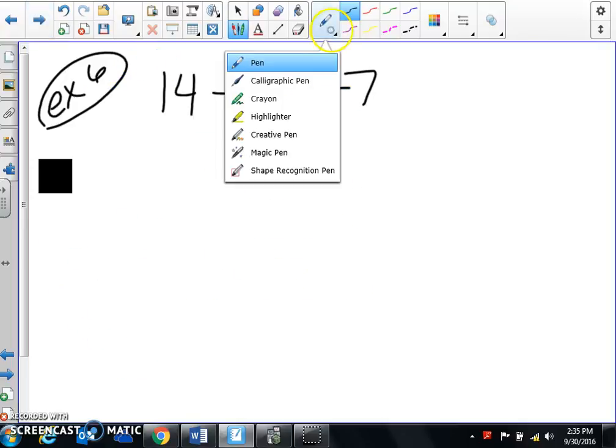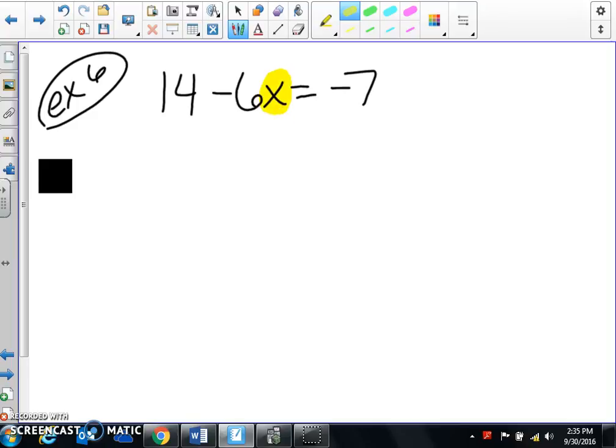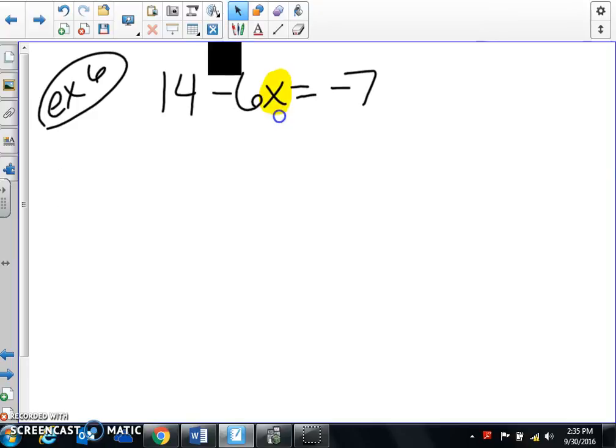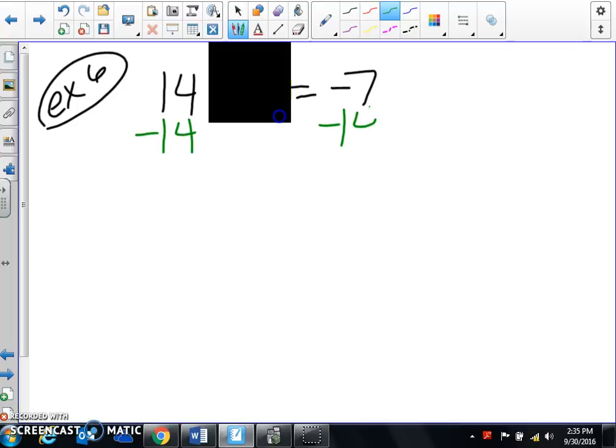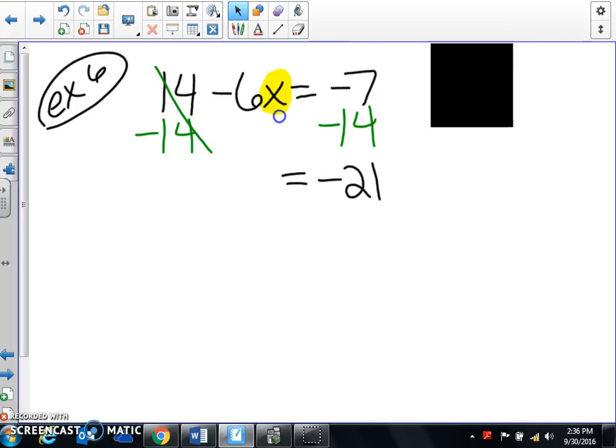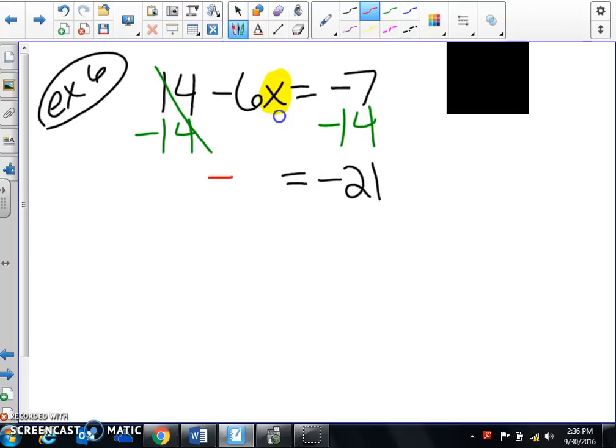Here's my variable. Okay, so I'm going to cover up everything touching it. And I'm left with 14. So the opposite of a positive 14 is a negative 14. Those are going to cancel. Negative 7 minus 14 is a negative 21. Let's get rid of this box so we can go ahead and drop down your negative 6x. That's negative 6 times x. The opposite of multiplying by negative 6 is dividing by negative 6.